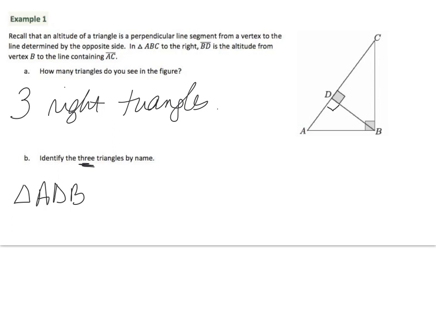Okay, let's name the other one. Let's go for the super big triangle. I'm going to go short side, long side, hypotenuse. Triangle A, B, C. So I just went short side, long side, hypotenuse.